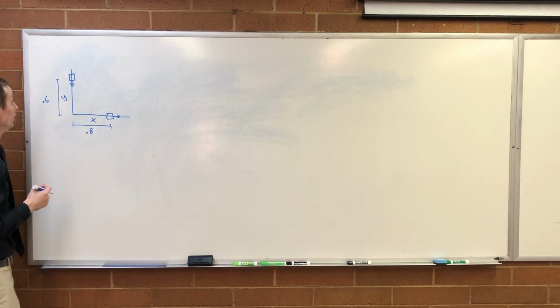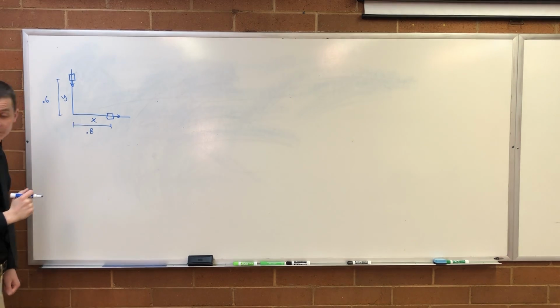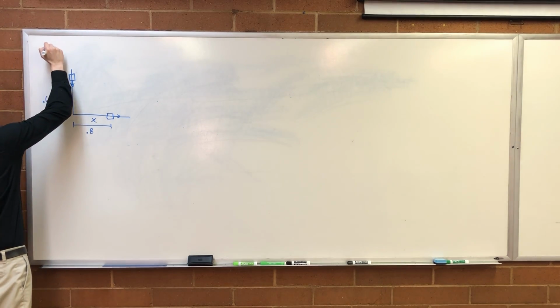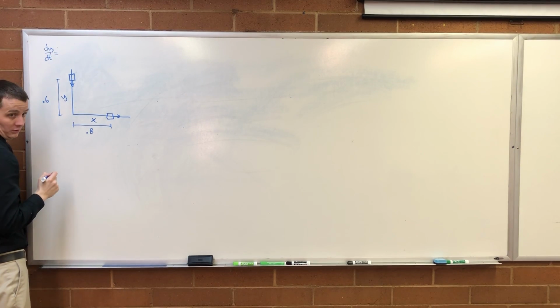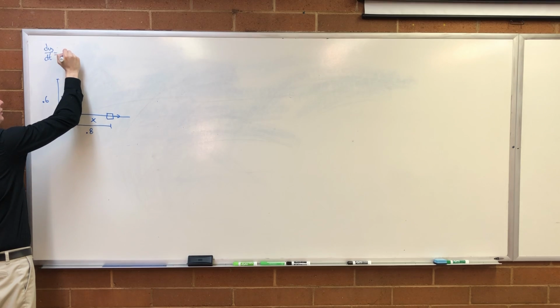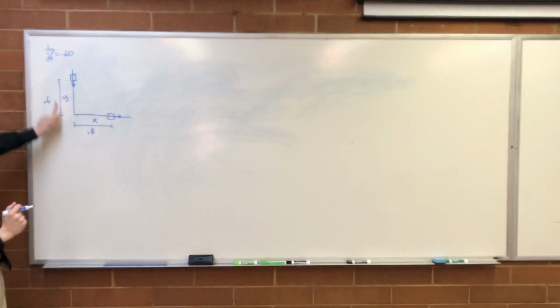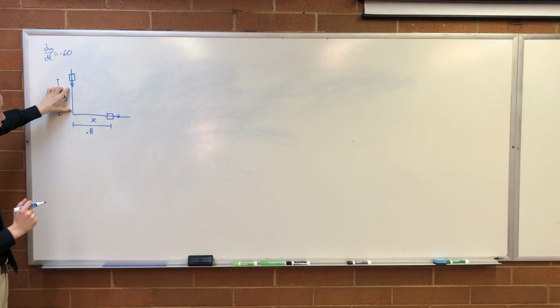Okay? So, the police car is y. We know that the police car is moving 60 miles per hour. That means dy dt is equal to what? It's equal to negative 60. Why negative? Because it's coming closer. We're calling that way positive y. So this distance is getting smaller and smaller.